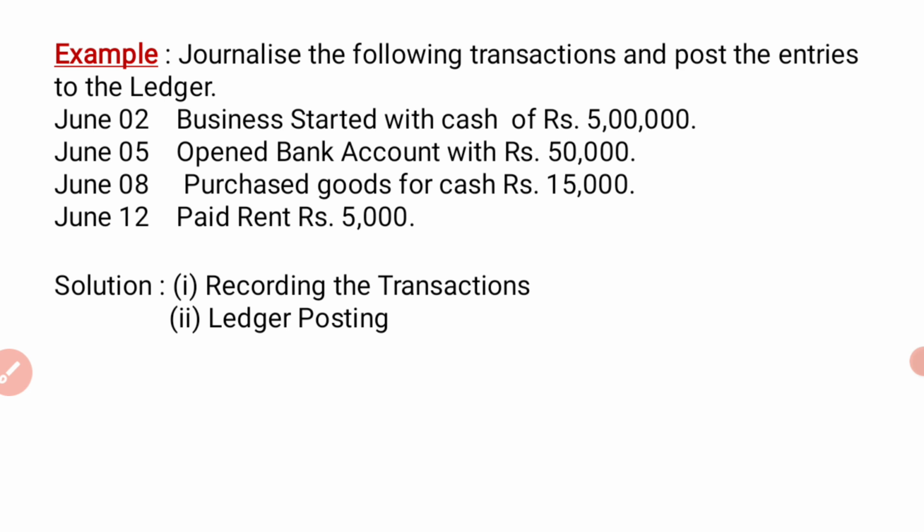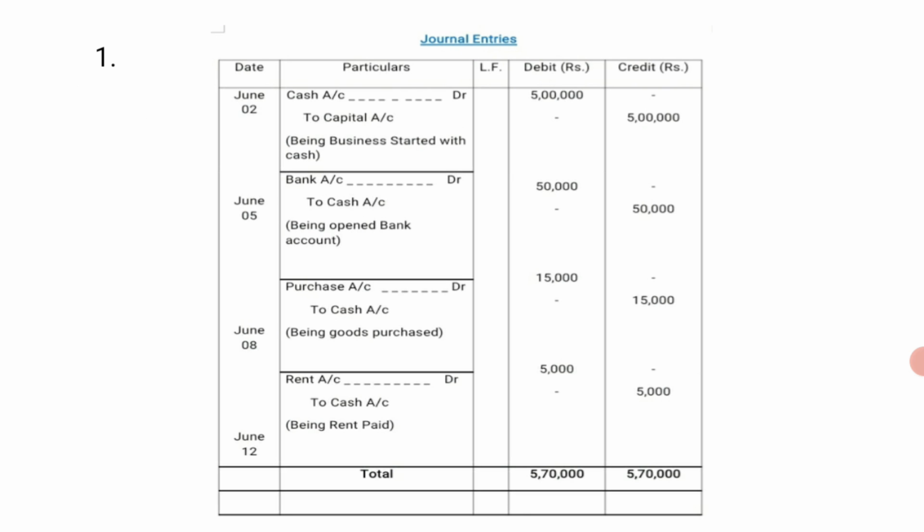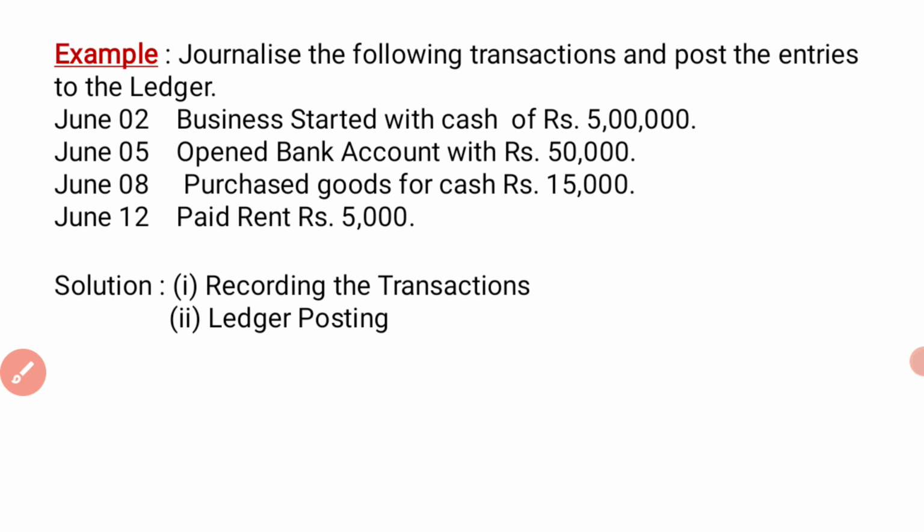So let us see here June 8. So purchase account debit to cash account 15,000. So here purchase account is debited. Why? Because purchase is an expense. Expenses are always debited. Okay. Narration being goods purchased.